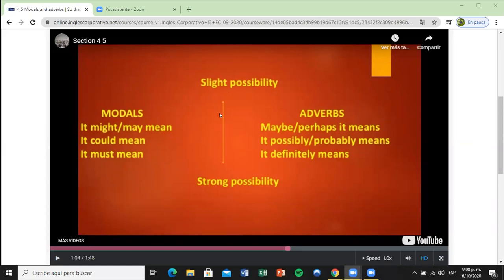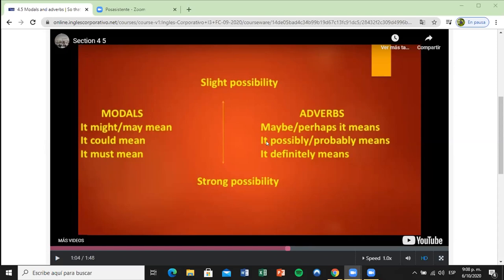You don't know, but maybe it's like a maybe. And then you go to a strong possibility. This is, I know, I believe it's true. I believe it has to be right. And for those, the same as the arrow, we follow the adverbs. So we can use the modals might and may, and they have the same meaning as maybe or perhaps. This is a slight possibility.